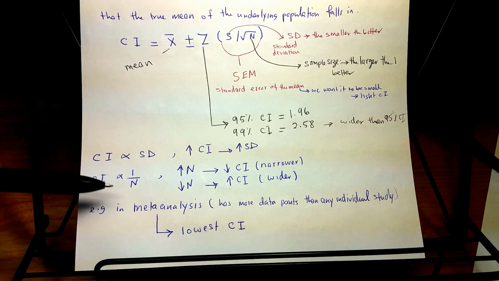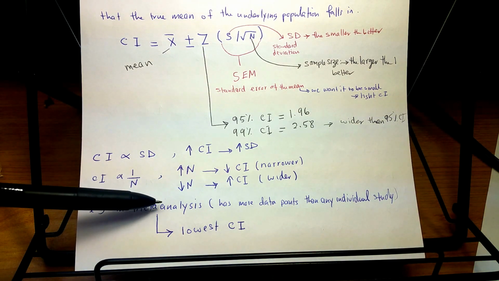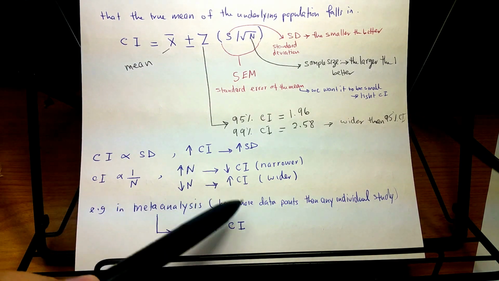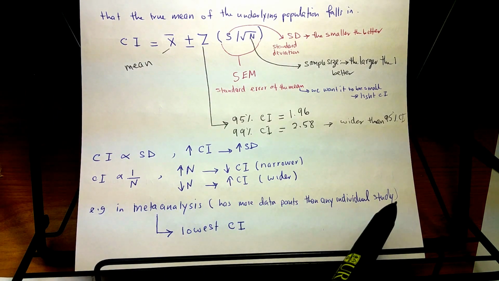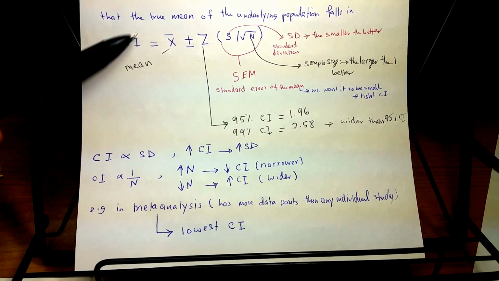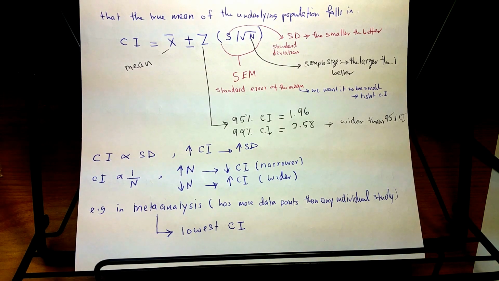So one way of asking it would be in meta-analysis. What type of confidence interval would we have? In meta-analysis, we have data from multiple studies, so the sample size would be larger, so we have the narrowest confidence interval.